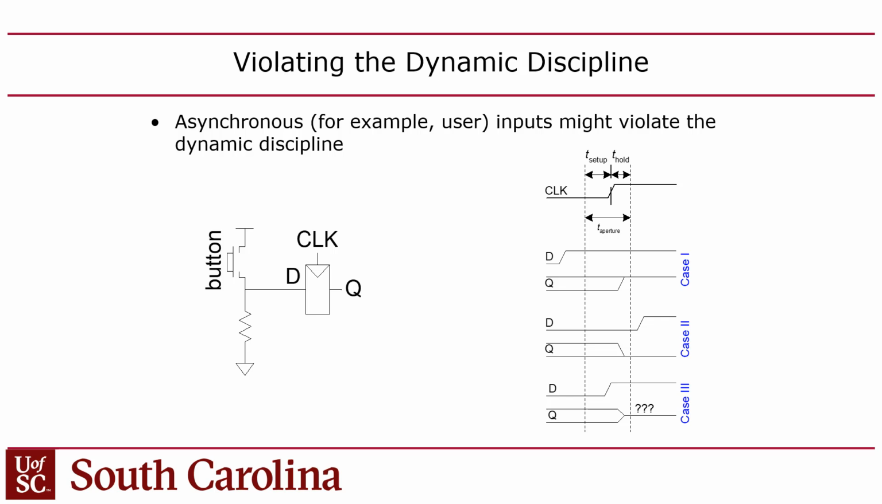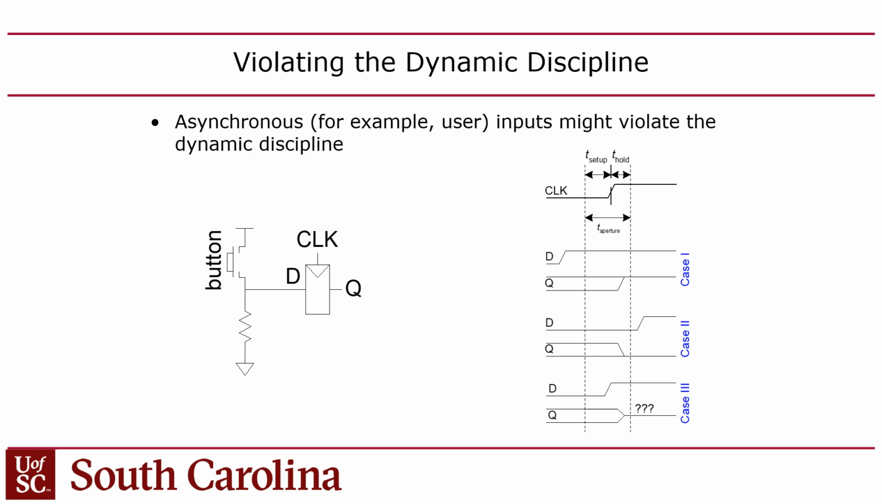Actually, no, it goes into the pipeline register first, sorry. The switches go into your pipeline register, and then they go into the register file. So they're going into a register, right? What happens if a user flips a switch within the aperture time of that pipeline register? What happens? What's going to happen?